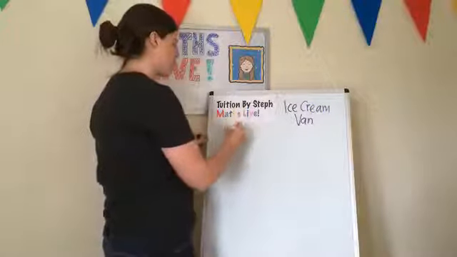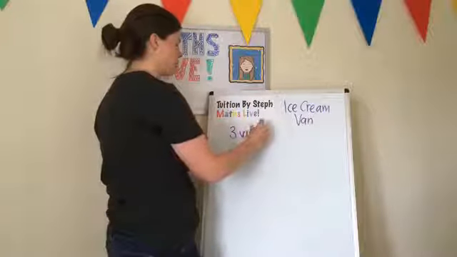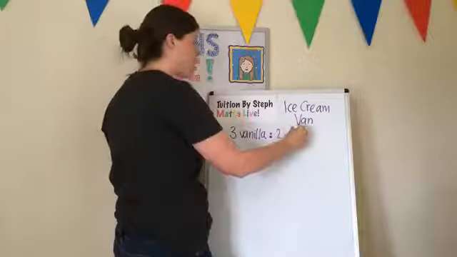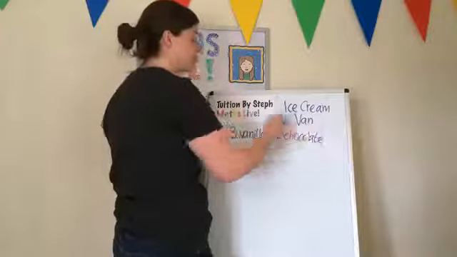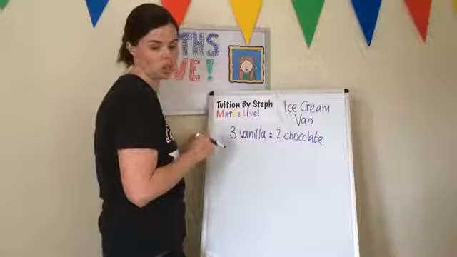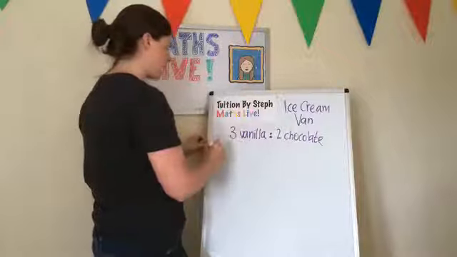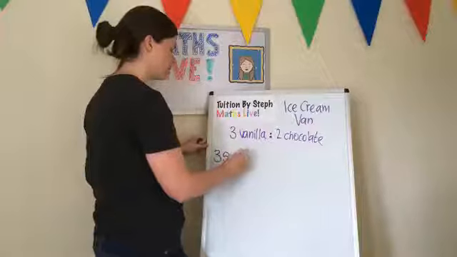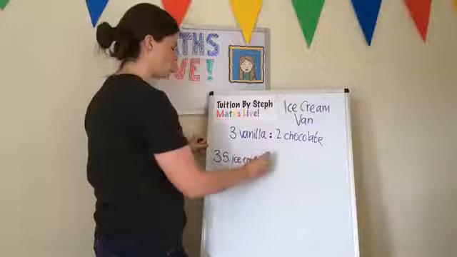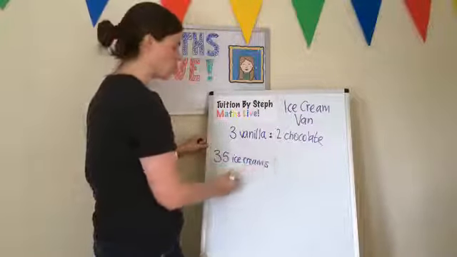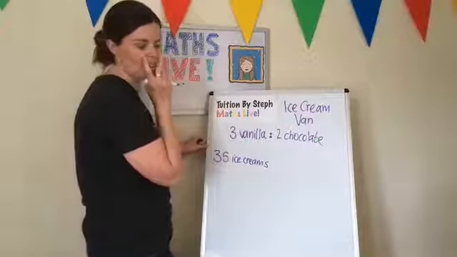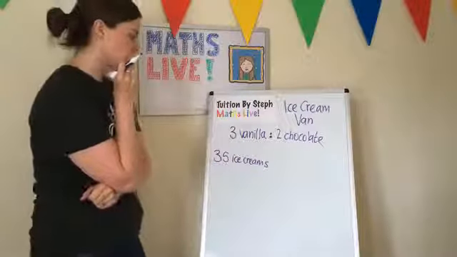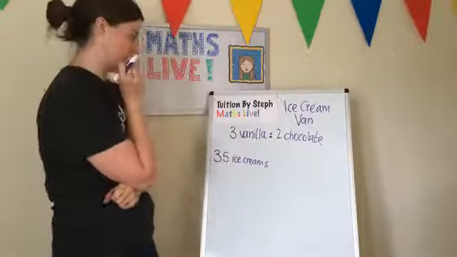Anyway, an ice cream van. For every 3 vanilla ice creams they sell 2 chocolate ice creams. So for every 3 vanilla they sell 2 chocolate. So, this is tricky, this one, if 35 ice creams are sold, what are the ratios? So 35 ice creams are sold. What are the ratios going to be?